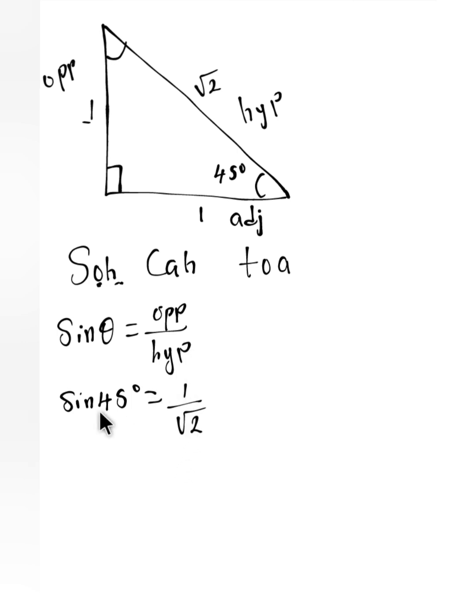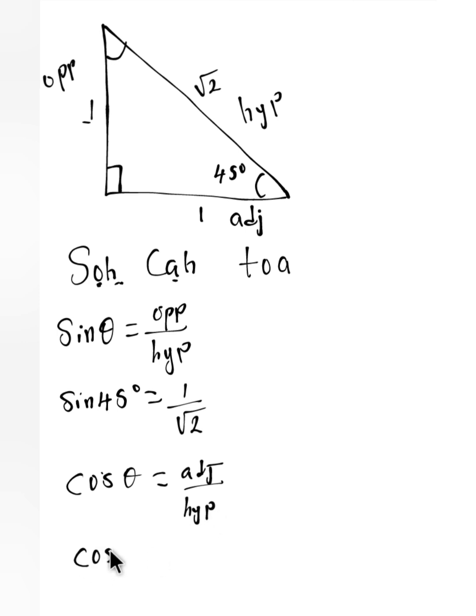So let's proceed to the cosine. Cos theta is equal to A, adjacent, over H, hypotenuse.